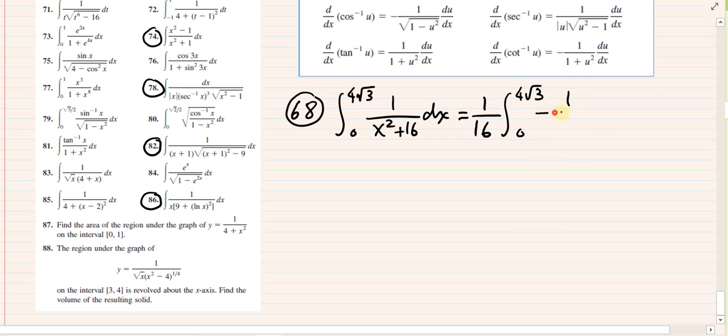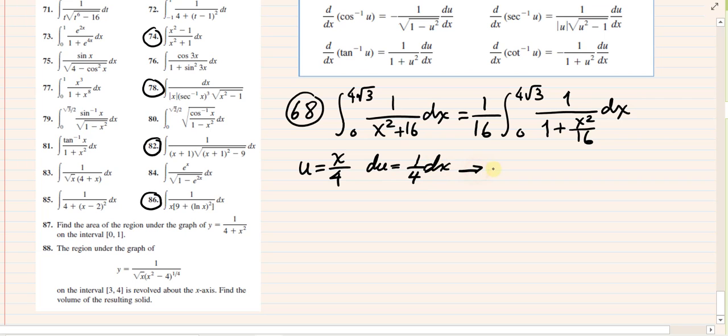Factoring a 16 from the denominator becomes 1 plus x squared over 16. You see that? It's getting closer to what this form should be. Now I can see clearly that my u squared is x squared over 16, so I'm going to let u be x over 4, the square root of that. With that, we're going to proceed. du is going to be 1/4 of dx, and so from this, 4 du equals dx.